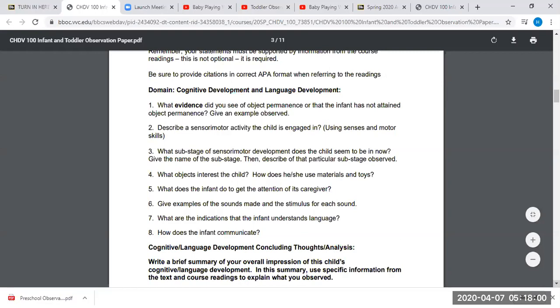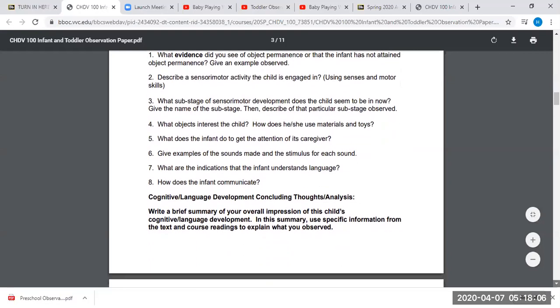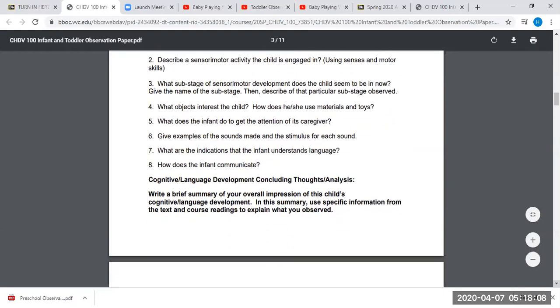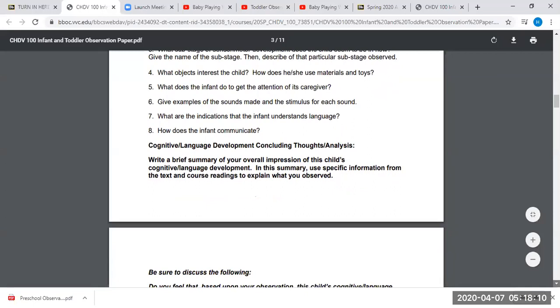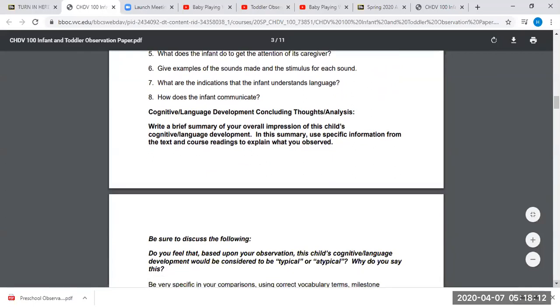You can't ever see the mom, but you can still kind of dictate how she's engaging. And remember, she's only 7 months old. So at the end of answering all those questions, you're also going to be doing the concluding thought analysis again. So this is going to be specifically for cognitive and language development. So you're going to be summarizing your impressions of their cognitive and language developmental skills.